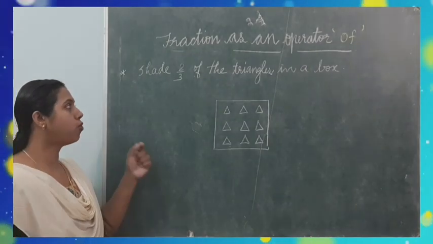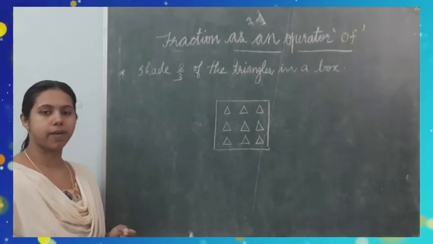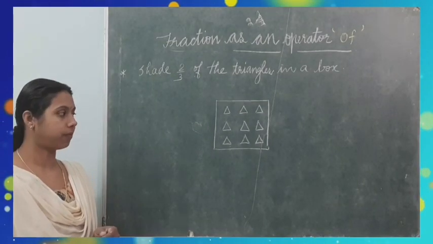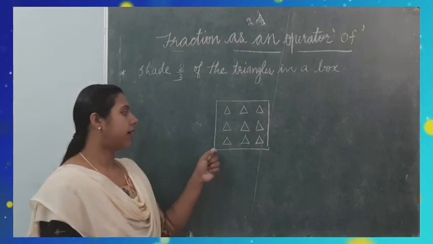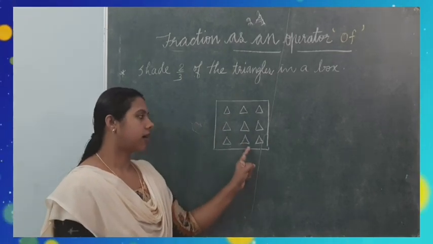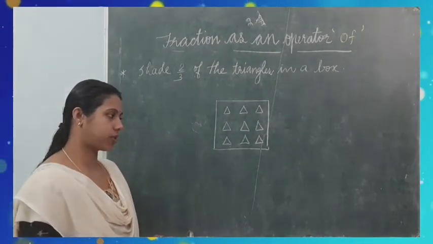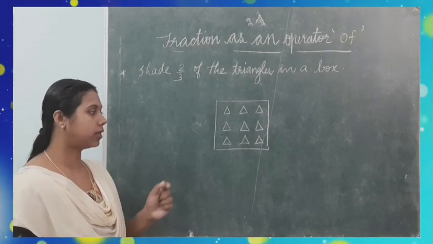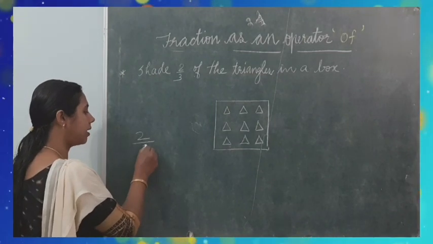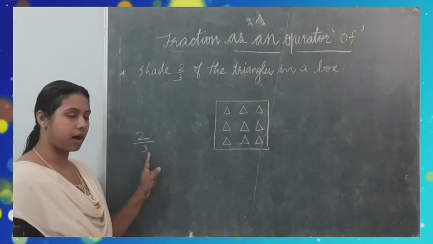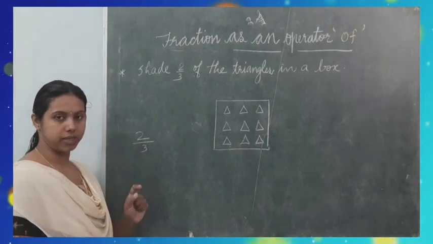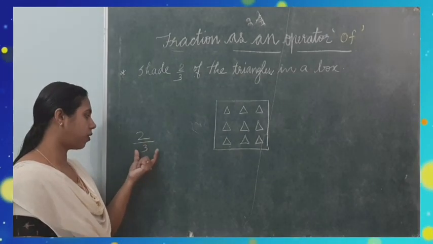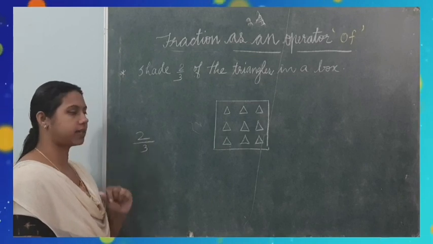Next, shade 2 by 3 of the triangles in a box. 2/3 of the triangles in a box. Here there are 9 triangles in the box. We want to shade only 2/3 of them. 2/3 means 2 by 3, which means that out of 3 equal parts, 2 parts are shaded. Out of 3, 2 parts. There are 3 equal parts. Out of these 3 equal parts, 2 parts are shaded.